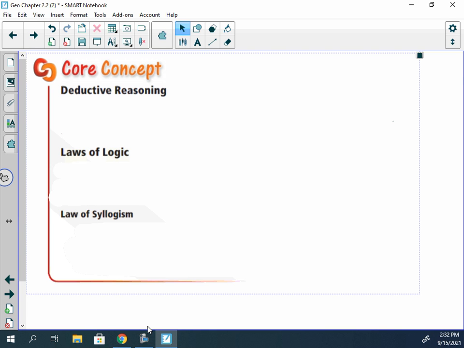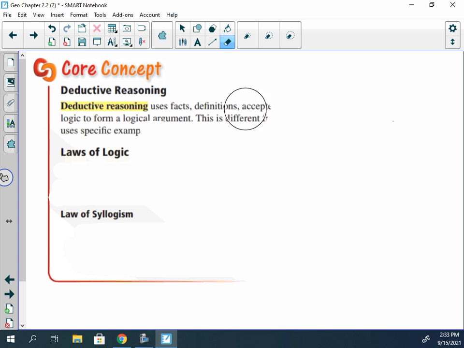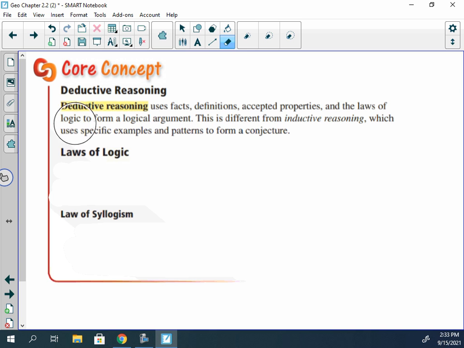So let's look at the note sheets for today. 2.22. Now, what we're looking at today is deductive reasoning. Now, inductive reasoning, we made a statement based off of what? Observations, what we saw, yes? Because we saw a pattern and we made a statement about it. So deductive reasoning is not going to be based off patterns. It's based off of what? Facts.